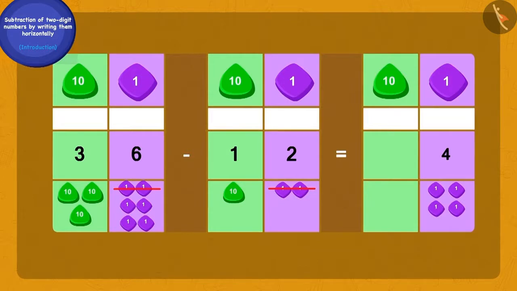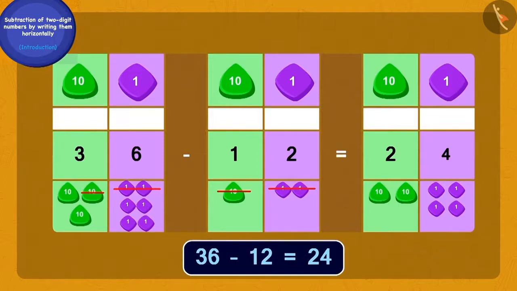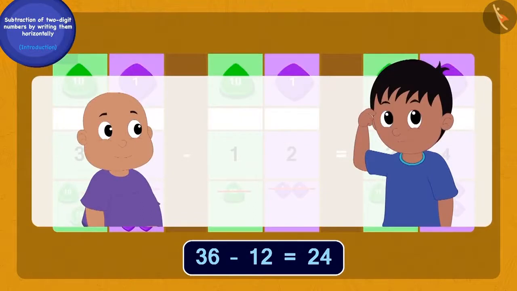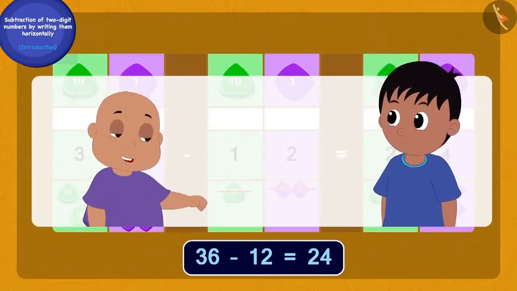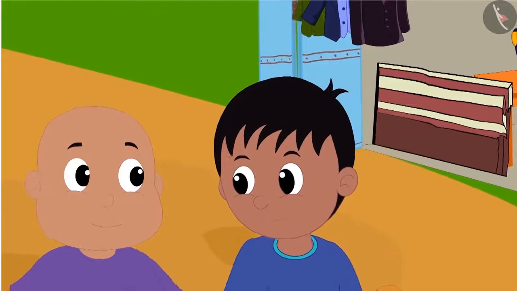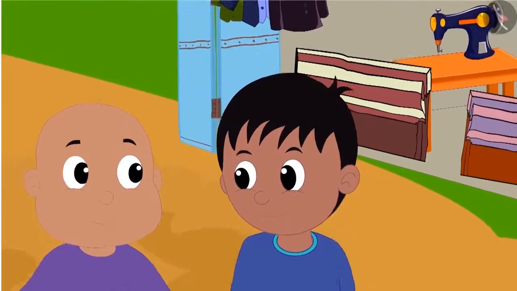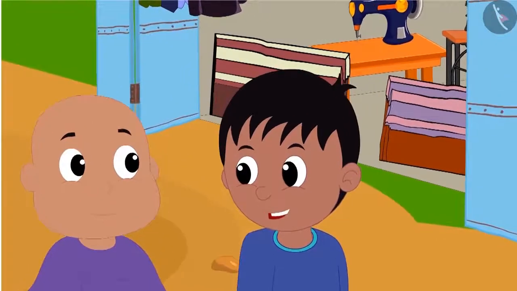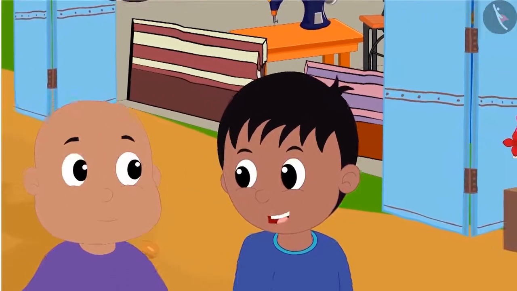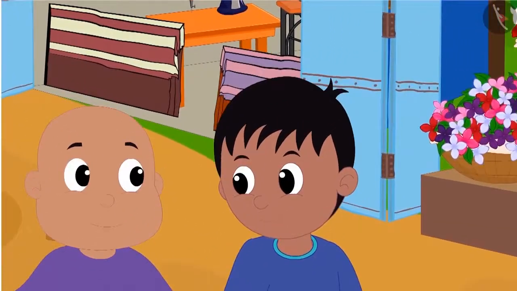Now finally, if we remove 1 tens of 12 from 3 tens of 36, then we will have 2 tens left. We have thus got our answer. Sher Khan had bought 24 jalebis from Appu. Bablu also explained the process of subtraction to Raju in exactly the same way. Raju became very happy. He said to Bablu, "Bablu, I have understood. Now I will be able to solve the subtraction sums easily."